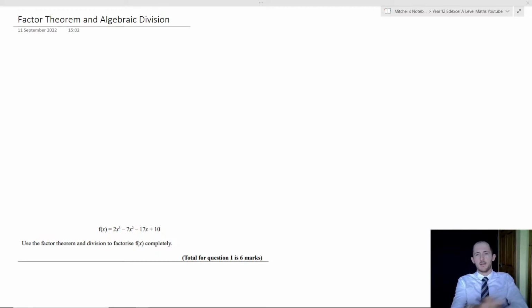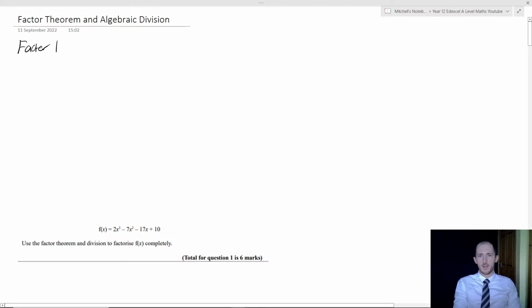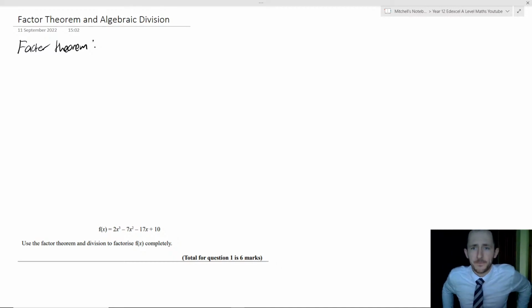So today we're going to cover the next part of algebra that we need, which is the factor theorem and algebraic division, which you may be covering currently at school. So let's start off with what the factor theorem is. With the factor theorem, it's pretty much solely used to figure out how we can divide an algebraic fraction.